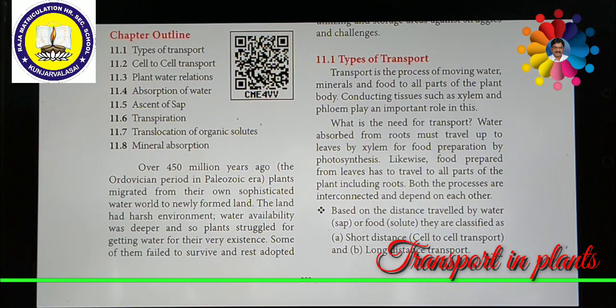This is also called an uphill process. So from the lower concentration to the higher concentration, if substances like water or solute travel, this needs a certain amount of energy like ATP to travel from one place to another place. So this type of transport needs a certain amount of energy. This type of transport is called active transport.